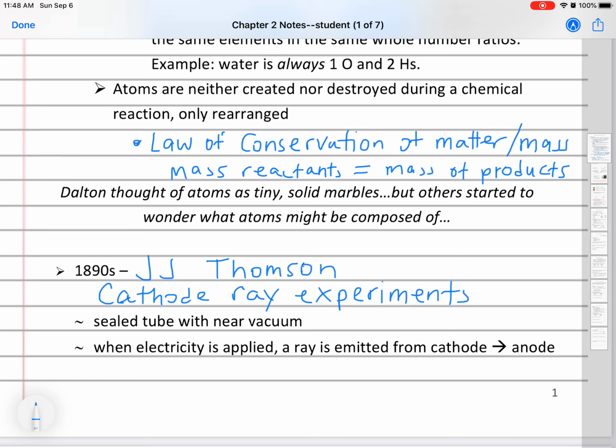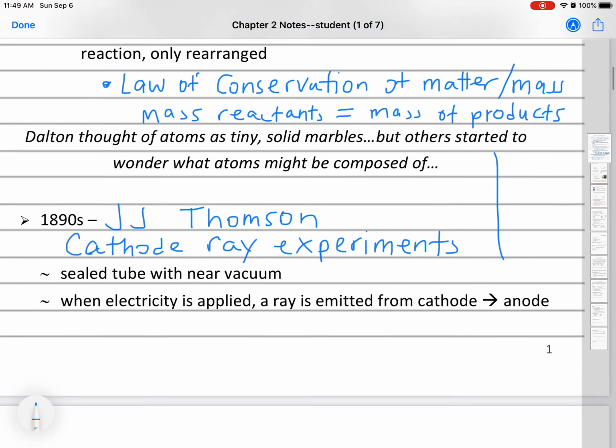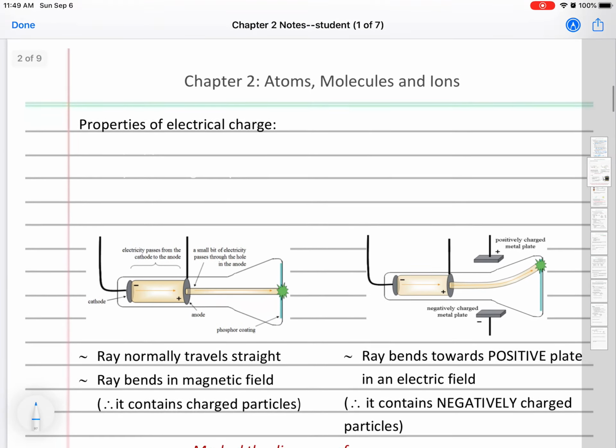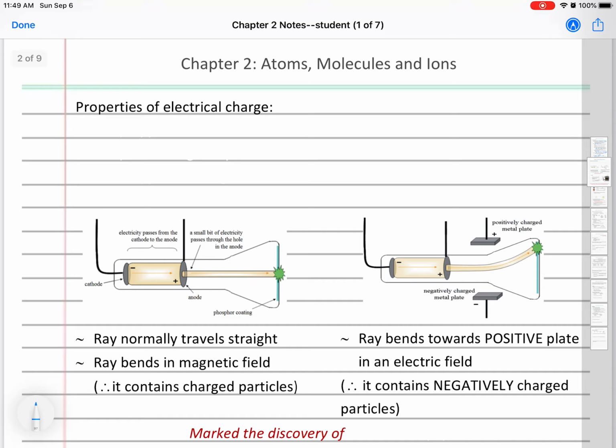So a cathode ray tube is a sealed glass tube that has a vacuum or a near vacuum in it. And electricity is sent through the tube and through a tiny hole. That electricity, which we now know are electrons, but they didn't know that yet, is shot through this little hole in the tube and creates a ray that can be detected by a detector at the end of the tube.